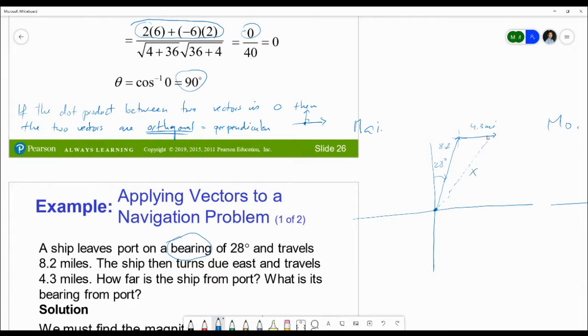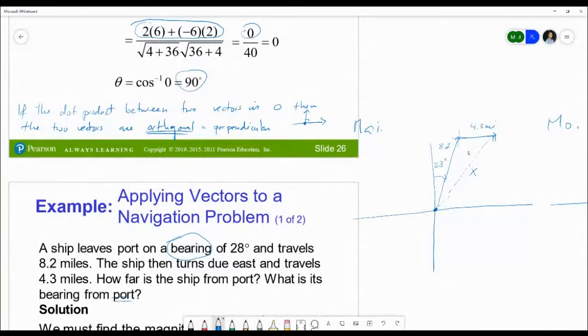So this is our x here. Okay, and what is its bearing from the port? What we want to know is basically the angle from this port here. First we need to find out what this angle right here is, because if we have that, then we would have angle psi. Once we have angle psi, we can figure out what this is equal to.